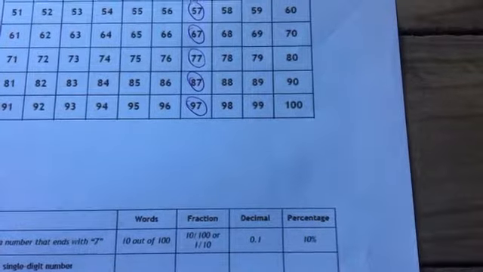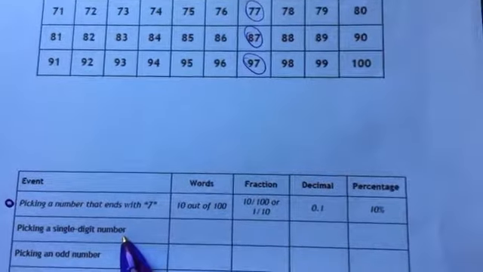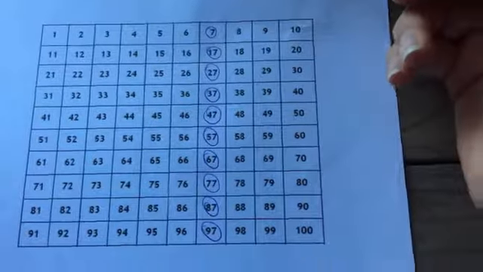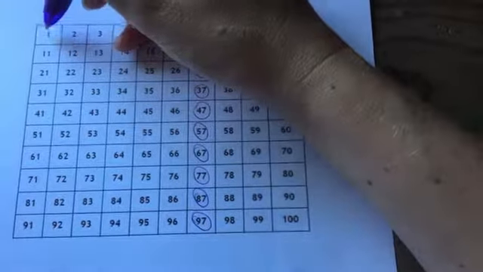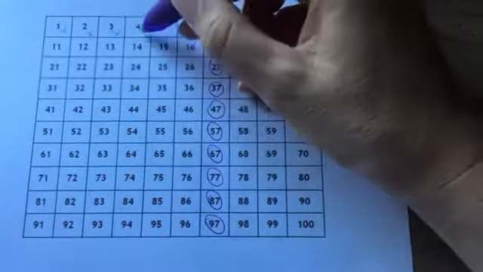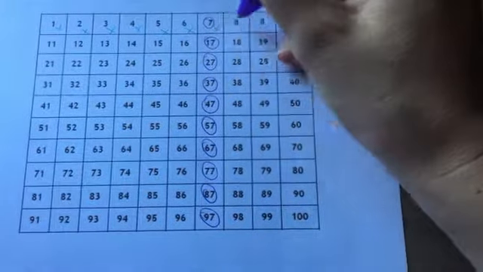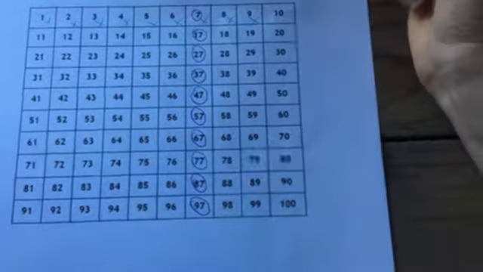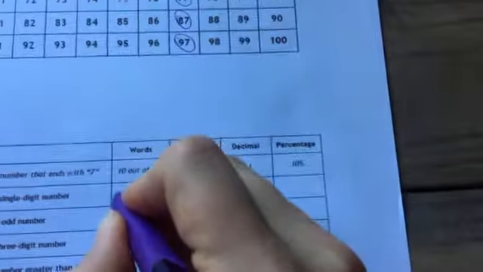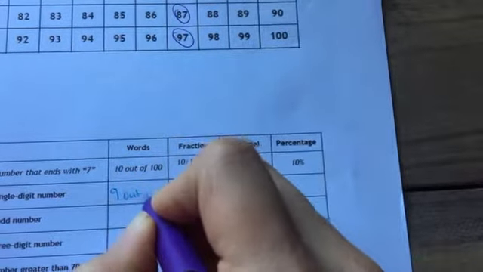So let's do the next one. It says picking a single digit number. So that would mean we'll have to first find our data, which is all the single digit numbers. And I'm just going to put a cross next to them. And there is 9 of them. So how would we write that in words? We would write 9 out of 100.